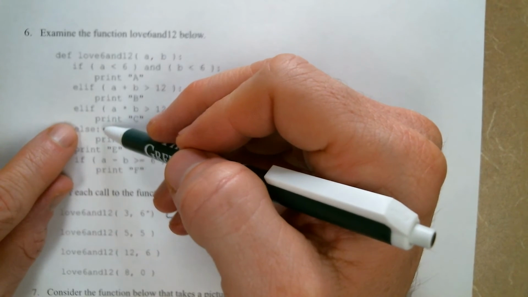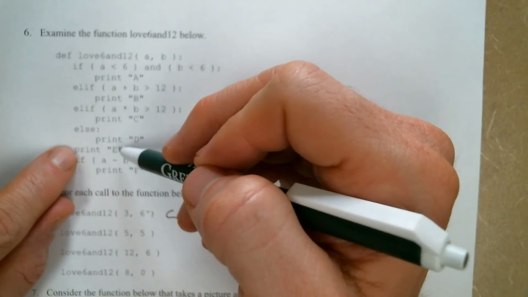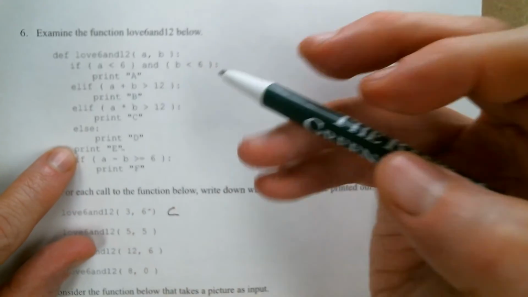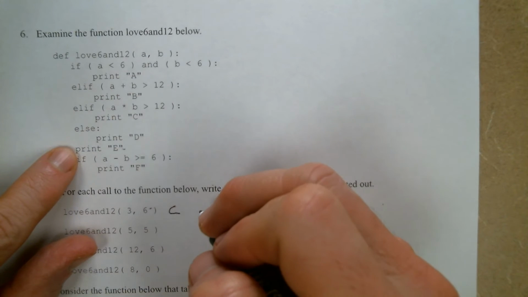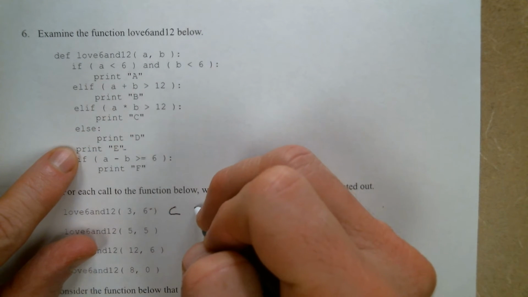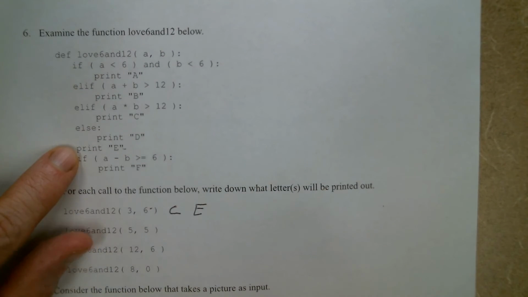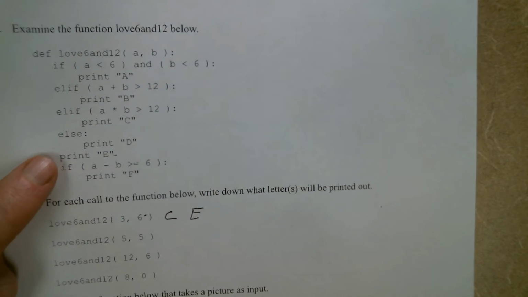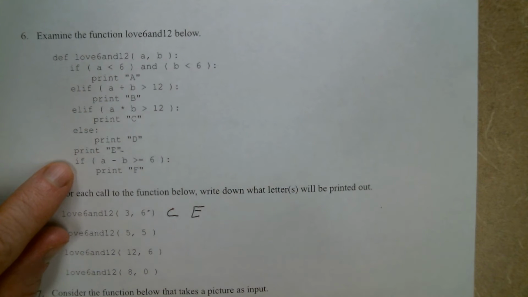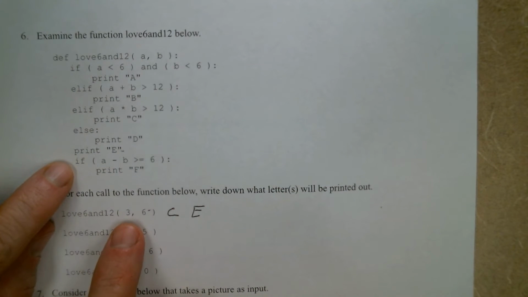Then the else gets skipped because this one was already true. Notice that print E is not indented, so that one is going to print out regardless. It's going to get printed out every single time, no matter what. And then the last one says, if a minus b is greater than or equal to 6, print out f. Well, 3 minus 6 is not greater than or equal to 6, so that's not going to print out.